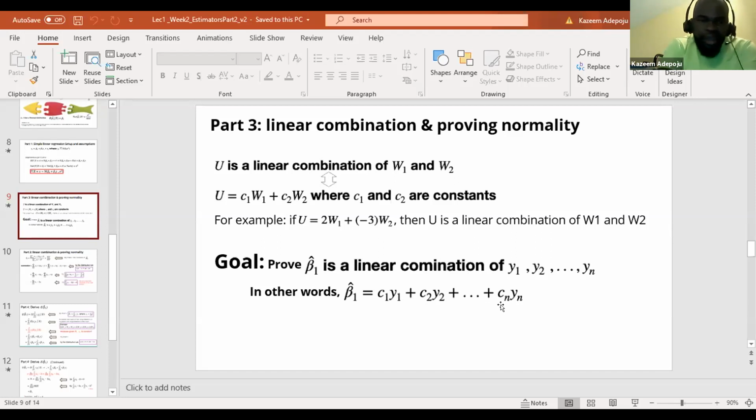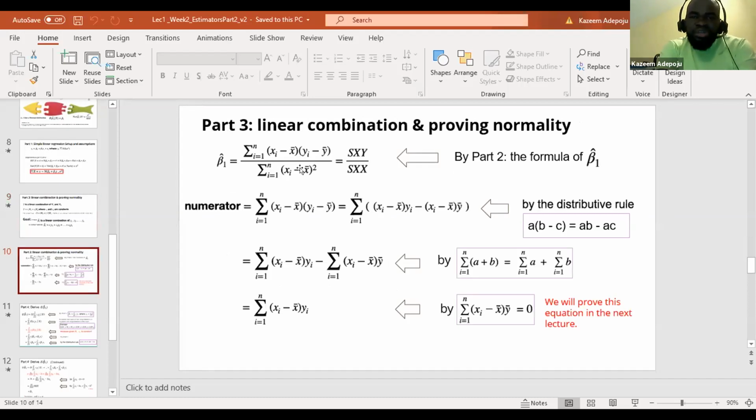Now, having known that, I told you the other time that if you want to figure out beta 1 hat, this is the formula, right? I showed you that this is the formula. And the numerator here can also be called Sxy, which is the covariance part, and this is Sxx. Now let us try to work on the numerator.